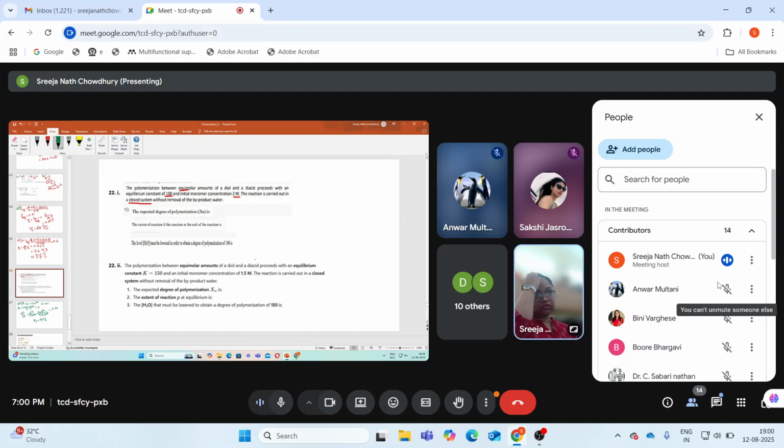One more thing: if someone asks you the half life of the initiator, actually initiator property is sometimes defined as the half life of the initiator, that is T half, and for a first order kinetic reaction T half will be 0.693 by K, and here K is Kd, that is the dissociation constant.